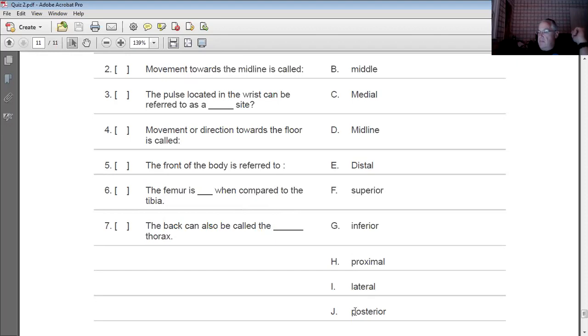Okay, Jay. Question number 6. The femur. Why is the answer not superior? I can't hear you. I hear, why is the answer not what? Superior.